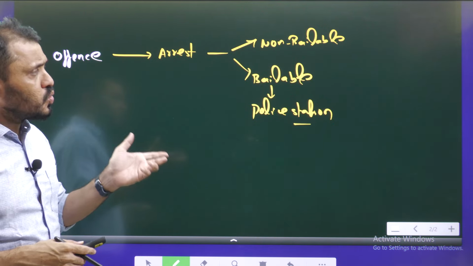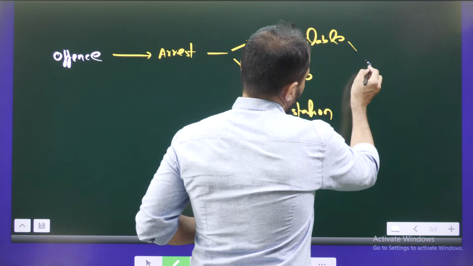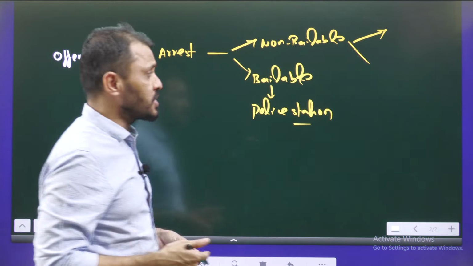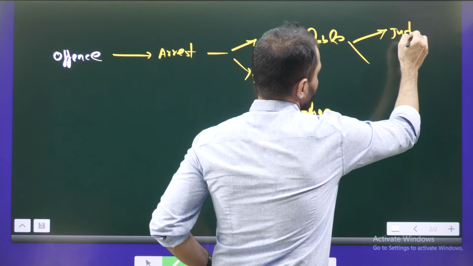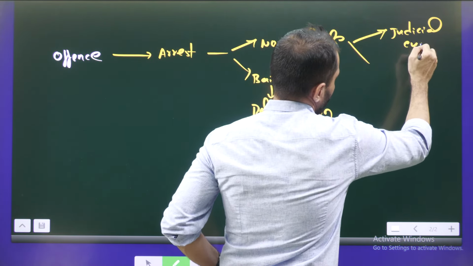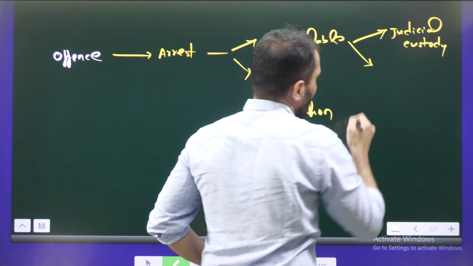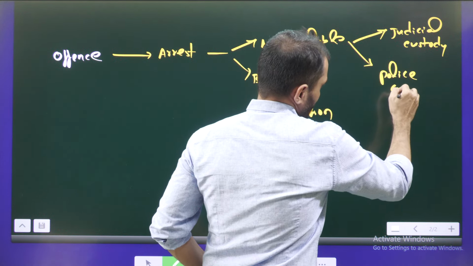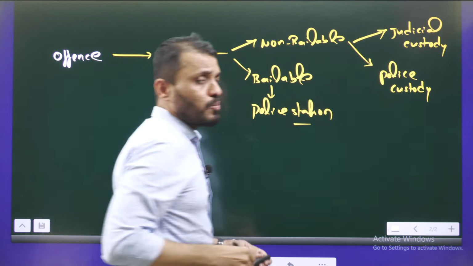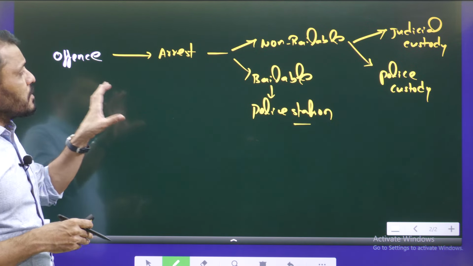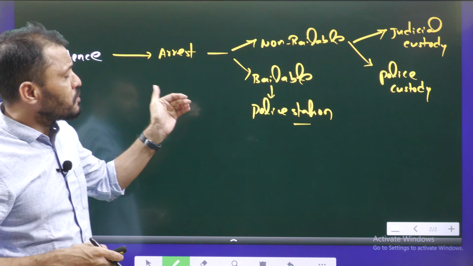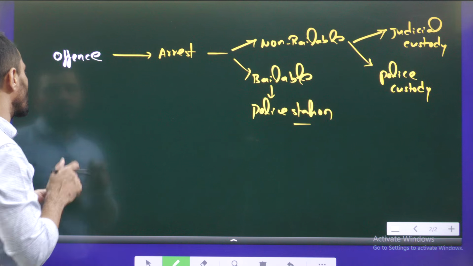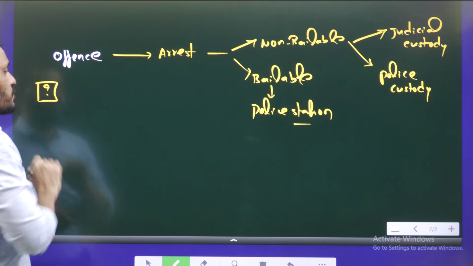Non-bailable means there are two types of possibilities. A person may be sent to the custody under the judge, that is the judicial custody, or the person may be in police custody. And there is one provision, students: once a person is arrested, the person has to be produced before the nearest magistrate within 24 hours. Which article of the Indian Constitution is dealing with that provision?